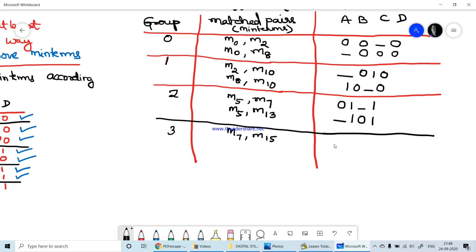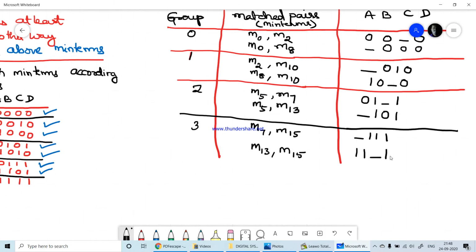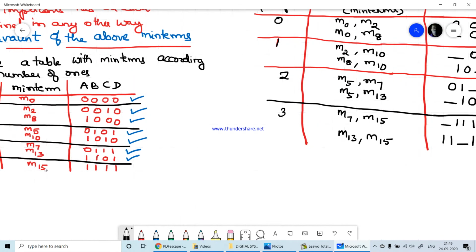Therefore, we will get dash 1, 1, 1. Similarly, we can match M13 and M15, which gives 1, 1, dash 1. See, 1, 1, 0, 1 and 1, 1, 1, 1. So the 0 and 1 is the only bit difference, and all three others are 1s. Therefore, it is 1, 1, dash, 1. Further grouping is not required because M15 cannot be grouped with any other minterms. You don't have any other minterms, so M15 is last.